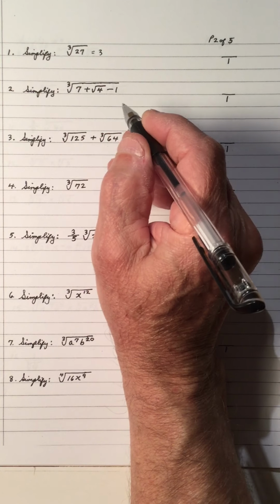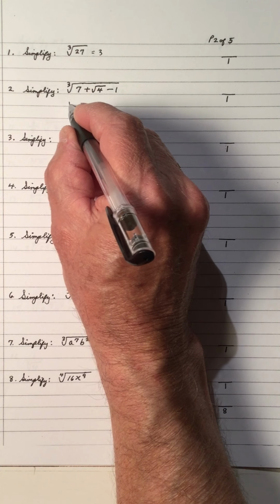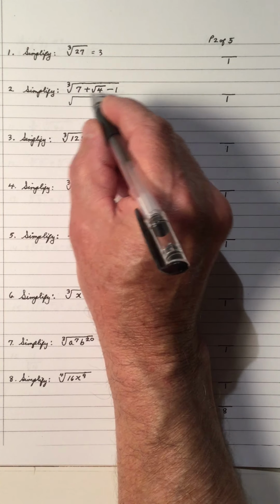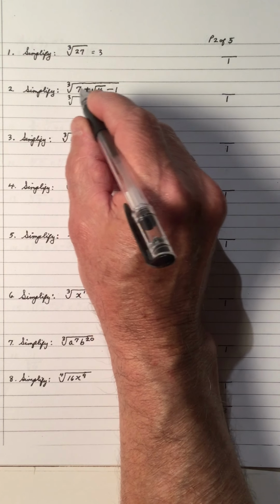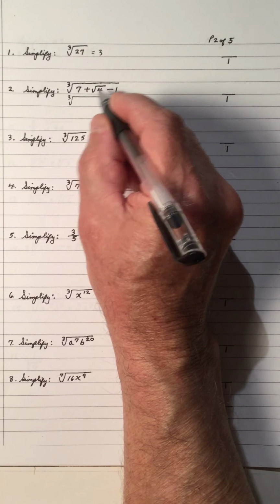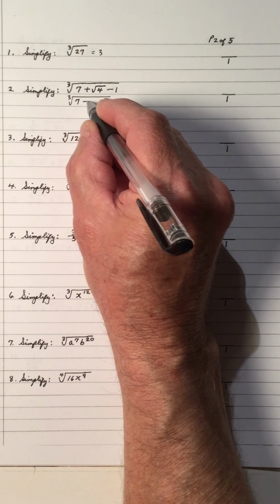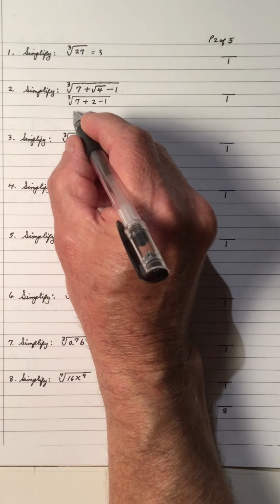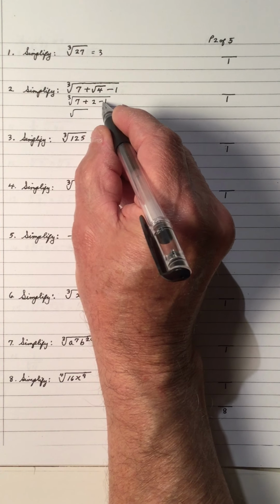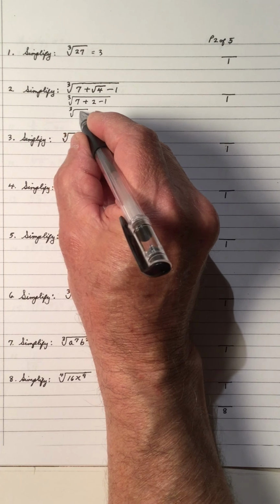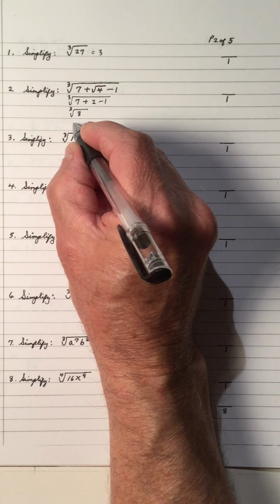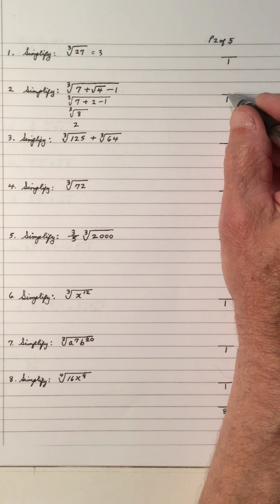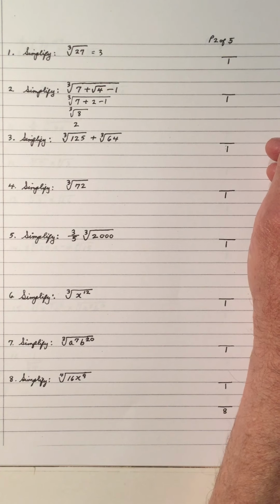Simplify the cube root. Remember, we have to do PEMDAS, so we have to do the inside first. So we have to do underneath the root first. So we have 7 plus the square root of 4, which is 2, minus 1. And that gives us 9 minus 1. That's the cube root of 8. And the cube root of 8 is 2. We get 2. Give yourself a mark.